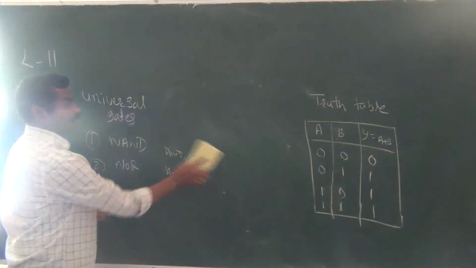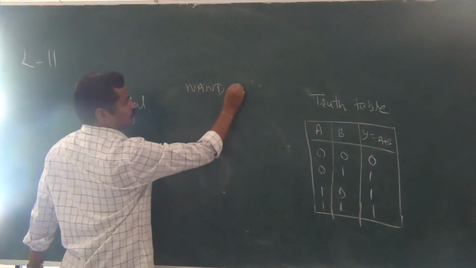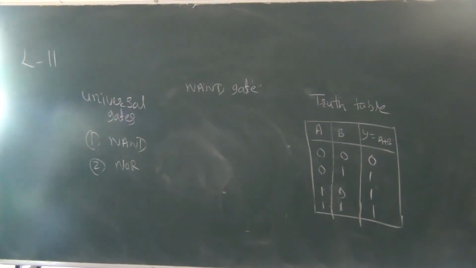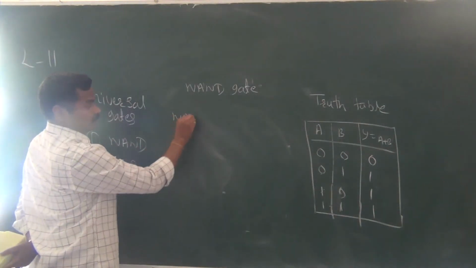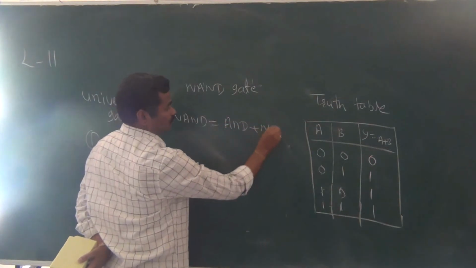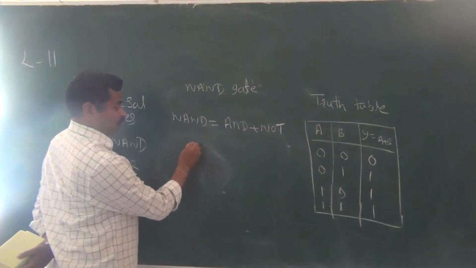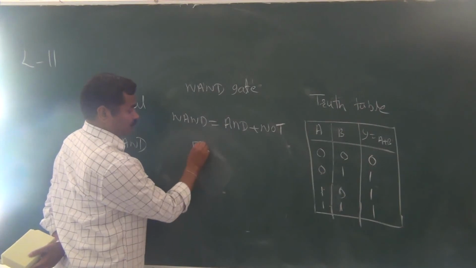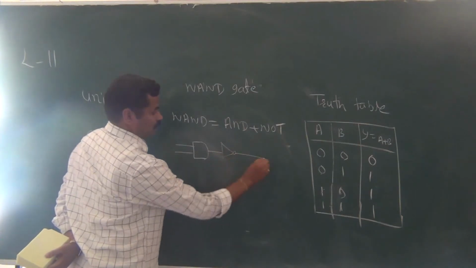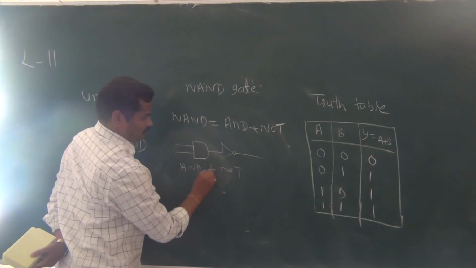Now we go for the NAND gate. What is the NAND gate? NAND is also called the complement of the AND gate, or you can write NAND is nothing but AND plus NOT. AND plus NOT, that is nothing but NAND. Here this is your AND, connect a NOT gate to this. AND plus NOT, that is nothing but NAND.